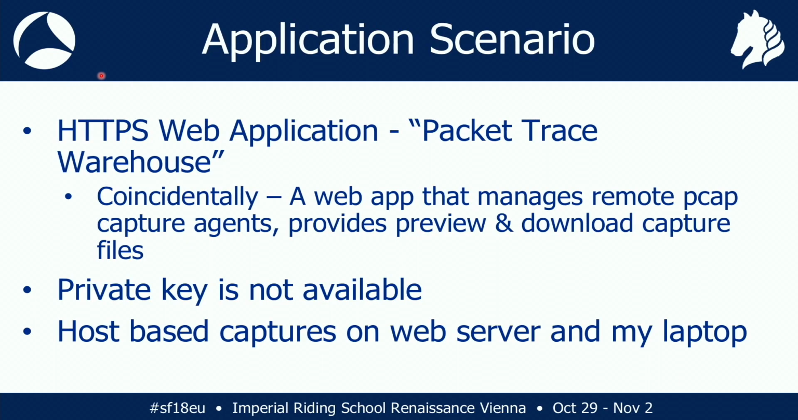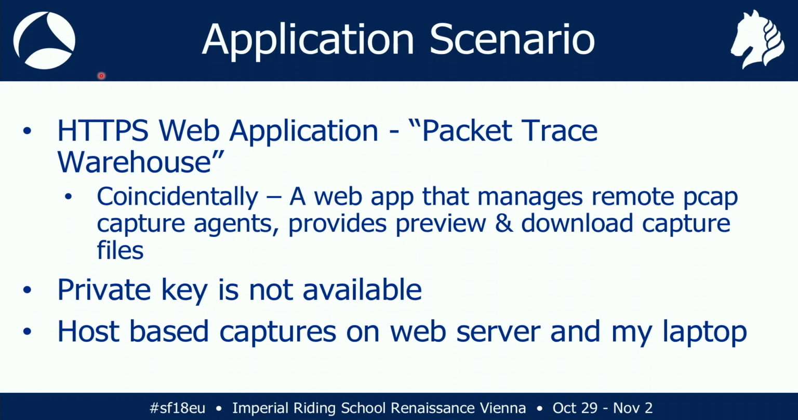So the application scenario: we have an HTTPS web application. It just coincidentally happens to be an app that I use to control capture agents. So WinPCAP capture agents running all over the place. I use the web app to start and stop captures and download captures. I don't have a private key, so we cannot decrypt anything. So we're not going to see any HTTP headers. It's all SSL traffic, which really is almost like saying it's all layer 4 traffic because we can't see what's underneath the covers.